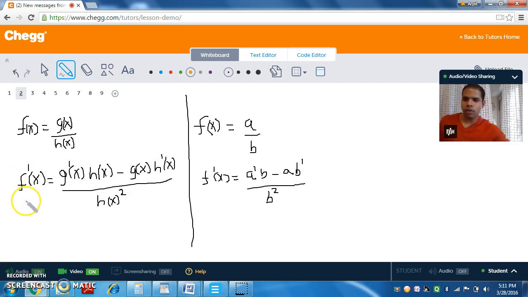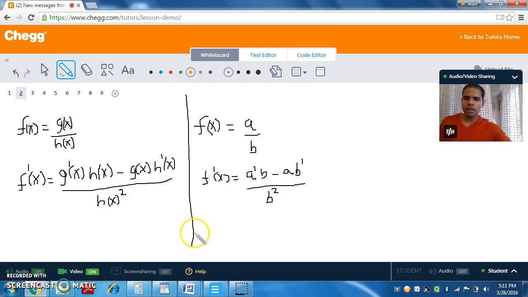So let's look at the formula of the quotient rule. The quotient rule is f prime of x equals g prime of x multiplied by h of x minus g of x multiplied by h prime of x, the whole divided by h of x squared. This is a pretty straightforward formula, but it looks a little hard to remember or memorize.